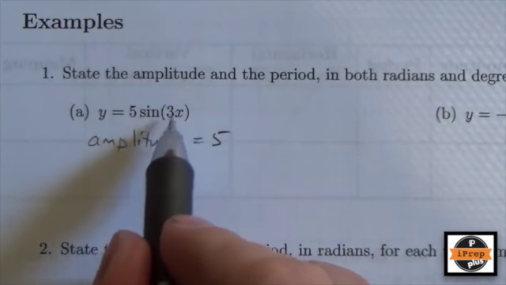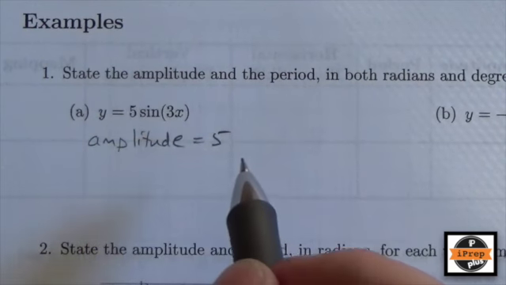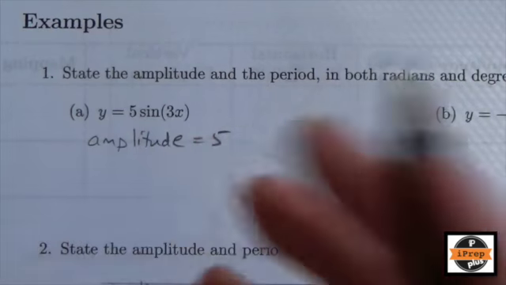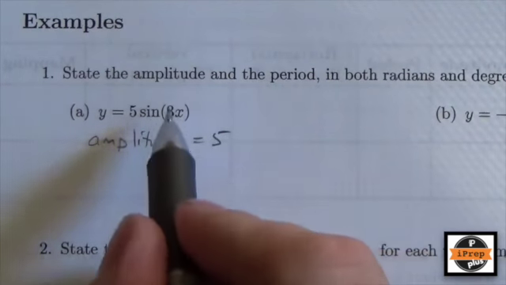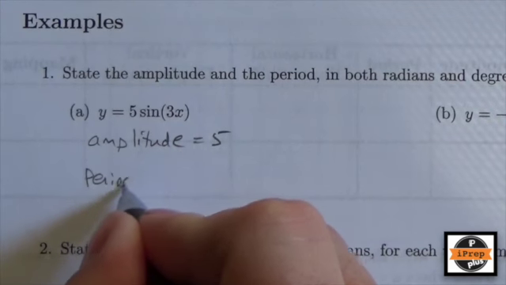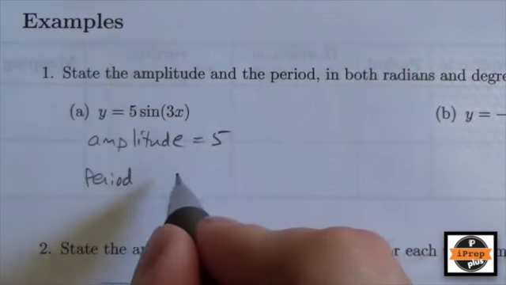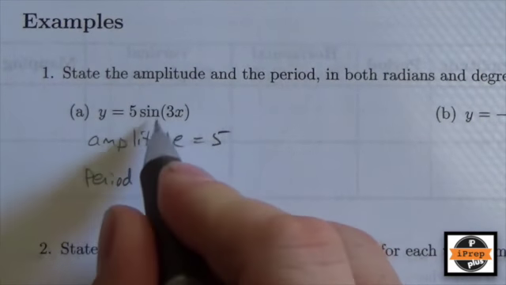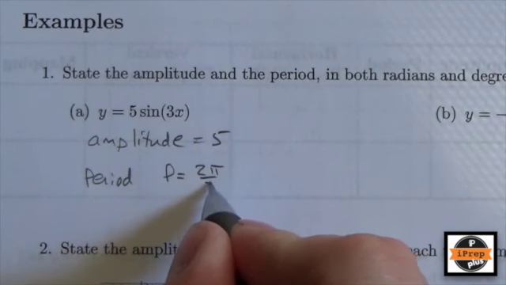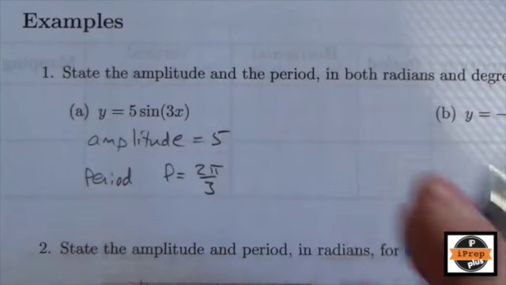Now, likewise, we can take a look at what's inside here. The 3, as the coefficient of the x there, is going to represent a horizontal stretch, but not by a factor of 3. It's going to represent a horizontal stretch by a factor of 1/3. So now think about what your period is supposed to be. The period is supposed to be 2 pi, but we are stretching it by a factor of 1/3. So this is going to be 2 pi divided by 3. Now that's what it's going to be in radians.